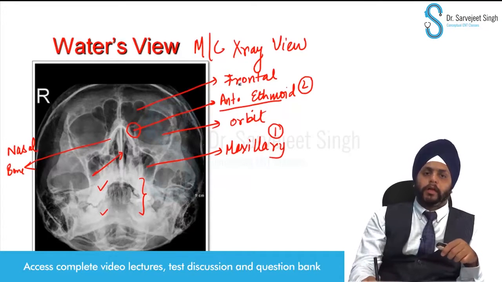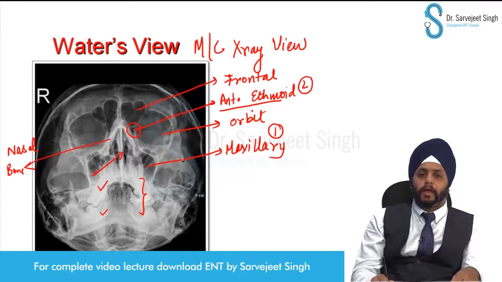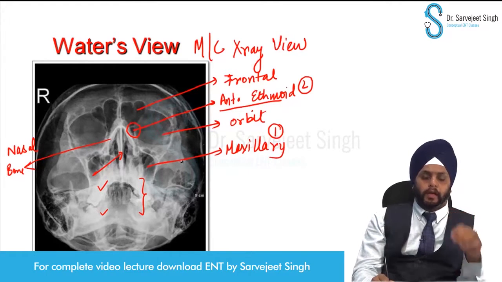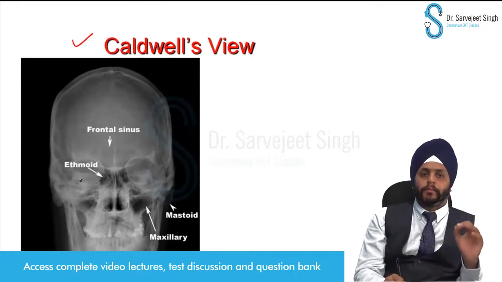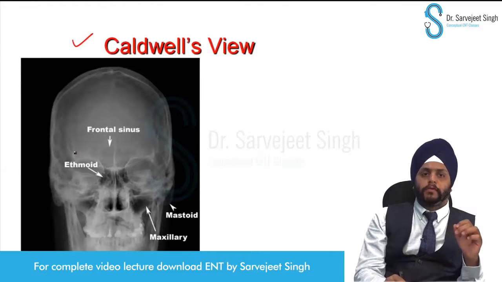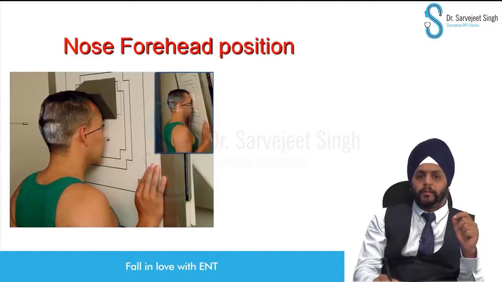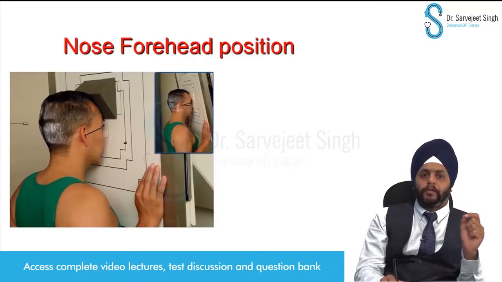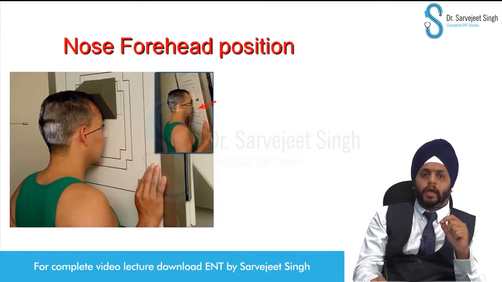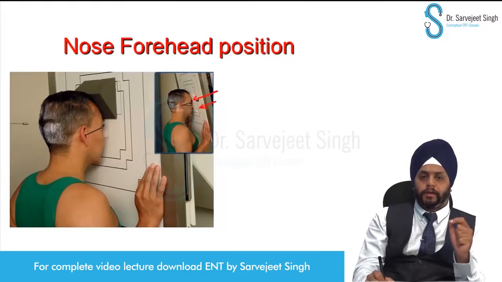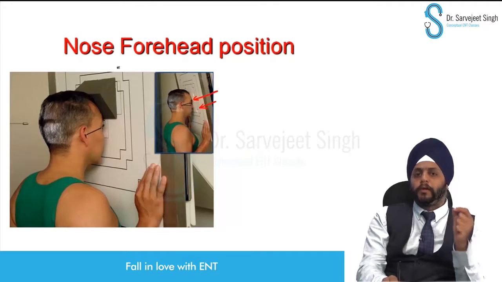Now the next question, what is the best view for frontal sinus? The best view for frontal sinus is Caldwell's view. What we do in Caldwell's view? In Caldwell's view, again we make the patient stand facing the X-ray plate. So you see over here, patient is standing facing the X-ray plate. Now his nose and forehead are touching the X-ray plate. So this is also known as nose-forehead position.